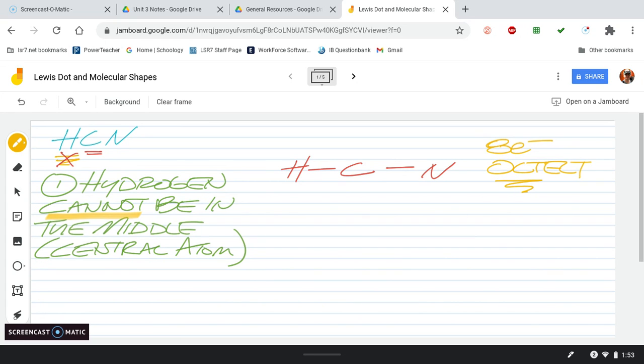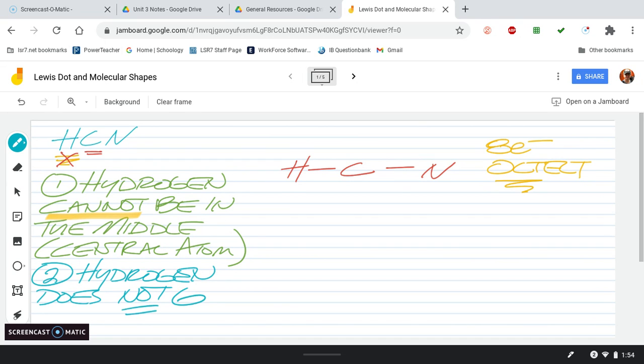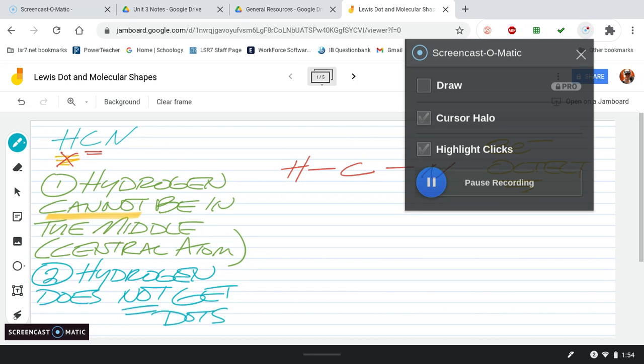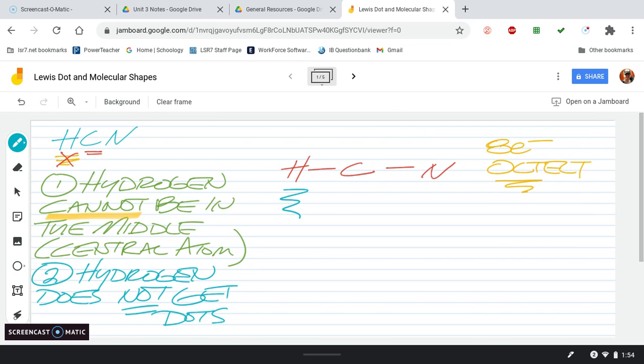So everybody looks to get 8 except, we'll go back to hydrogen. Hydrogen is happy with 2 because it's little. So we're going to write down right now that hydrogen does not get dots. And that's going to make sense in a minute, but no dots on hydrogen. So what we're going to do is we're going to add a dot. Every dot is an electron, and we add them in pairs. Hydrogen does not get any dots.